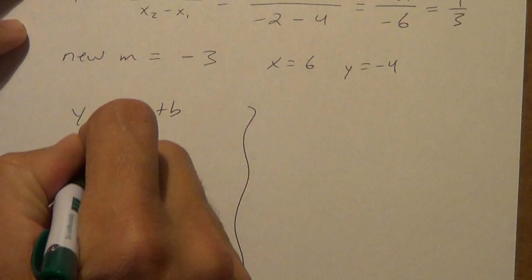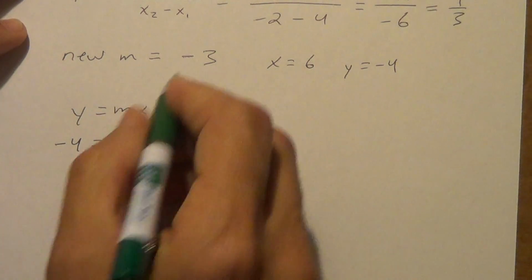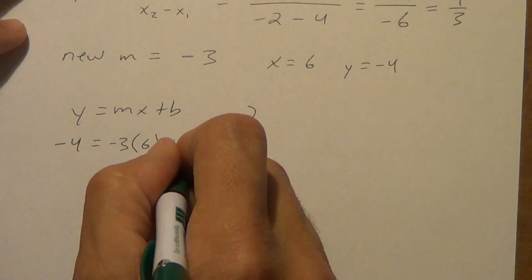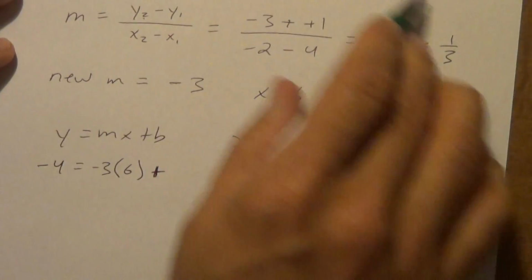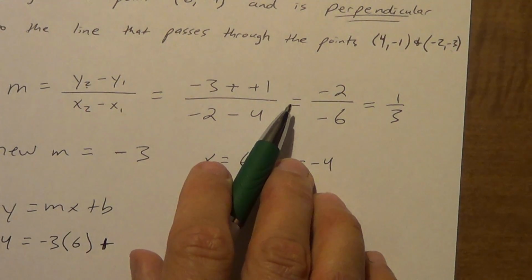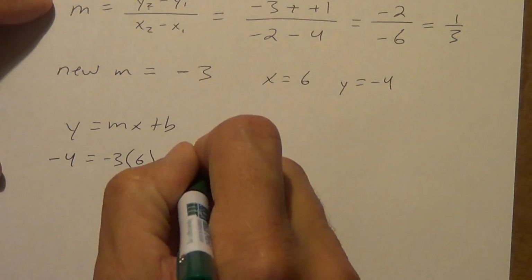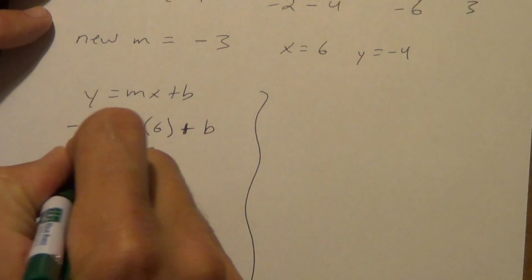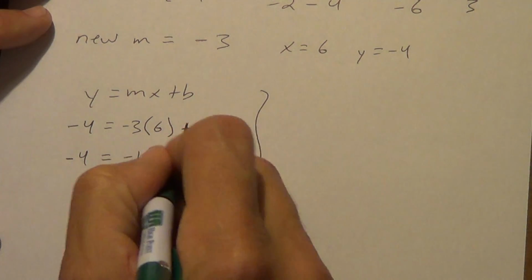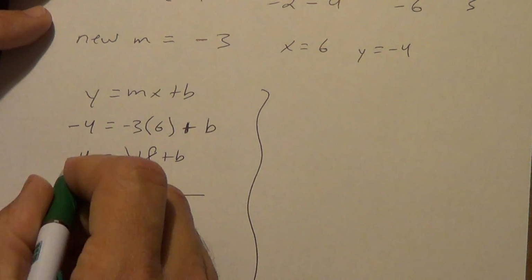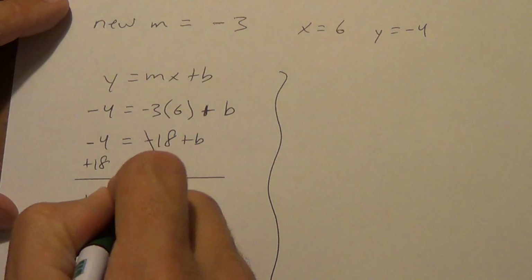So y equals negative 4, new m is negative 3, x is 6, plus, well, what about the b? Remember, that's what we've got to solve for. There was no b anywhere in all this previous work, but it doesn't matter because the original b has what to do with the problem? Absolutely nothing. So plus b. Negative 3 times 6 is negative 18. Negative 4 equals negative 18 plus b. I have to add 18 to both sides. Negative 4 plus 18 is 14 equals b.